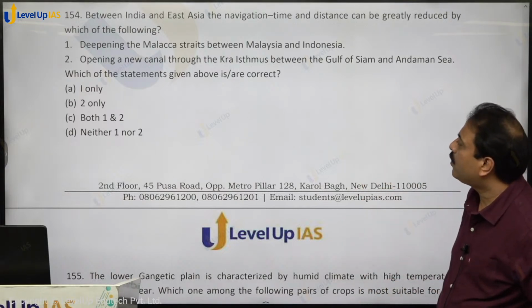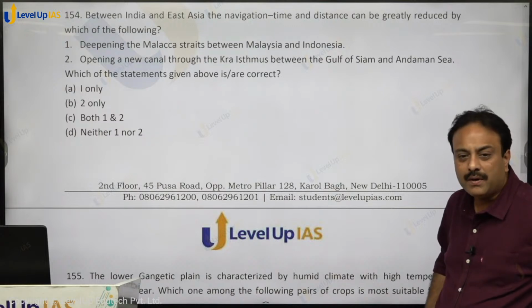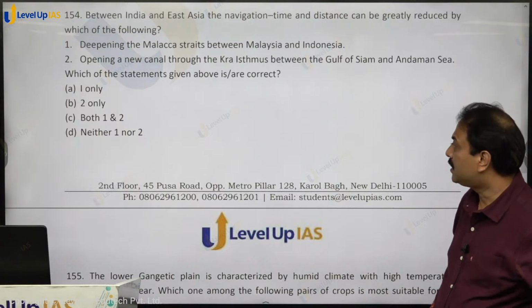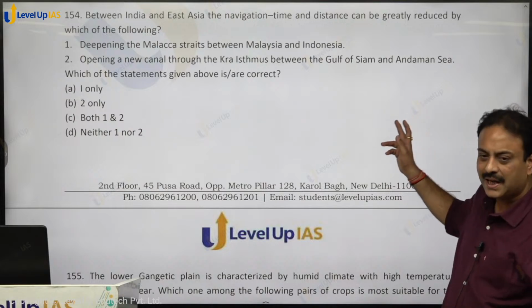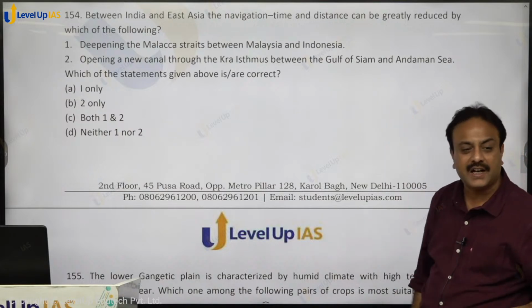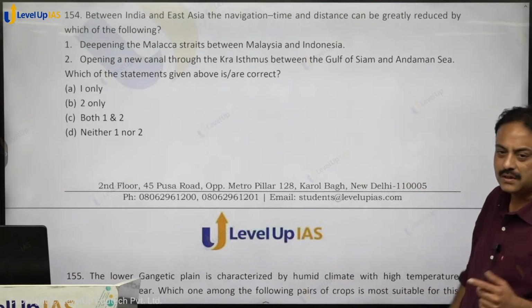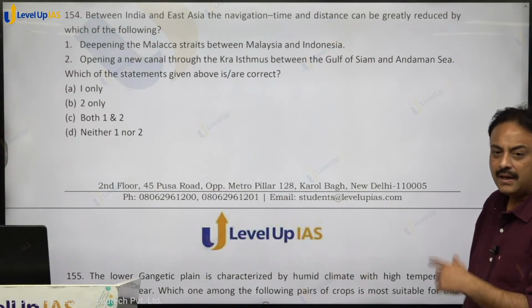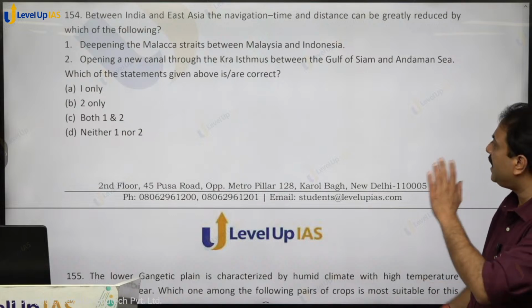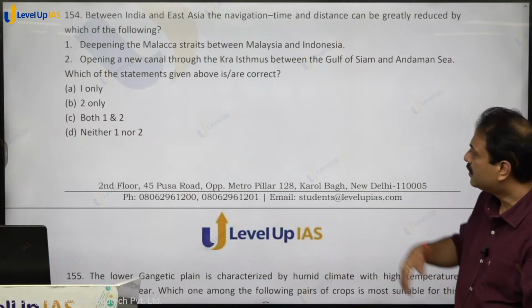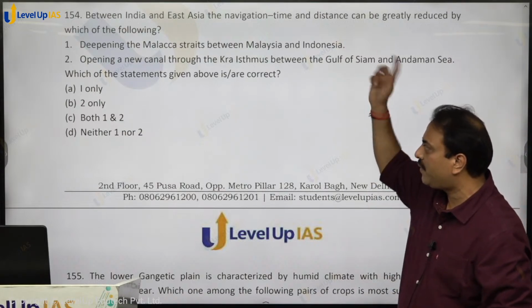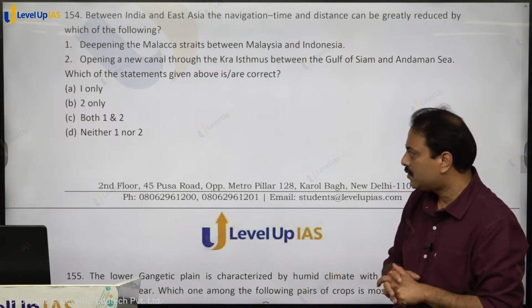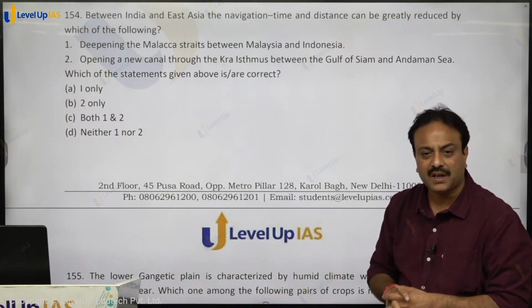Opening a new canal through Kra Isthmus. Kra Isthmus is located in Malaysia. Isthmus of Kra between Gulf of Siam. Gulf of Siam is the old name, Gulf of Thailand is the new name, and Andaman Sea. So yes, a ship will not have to circumnavigate the entire state of Malacca and can directly enter the Gulf of Thailand. So statement 2 will fulfill the demand of the question, 1 will not. So 2 only, option B, B for boy, shall be the right answer.